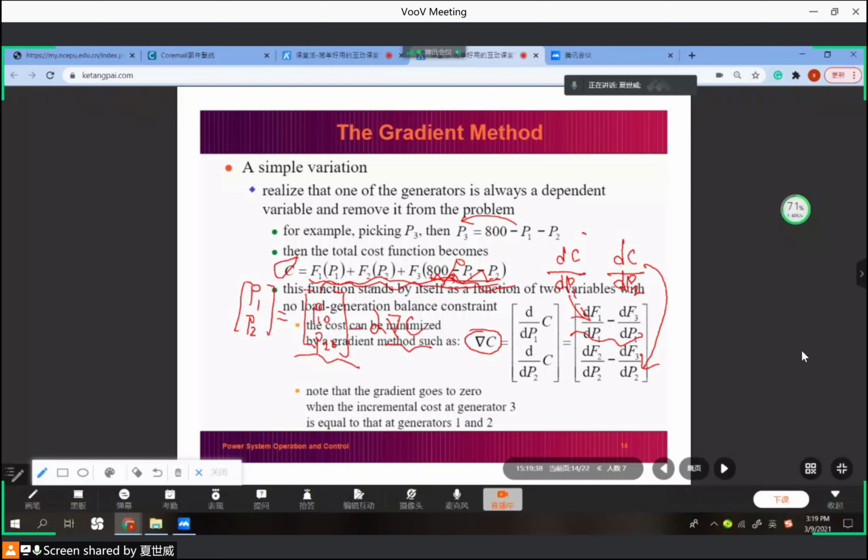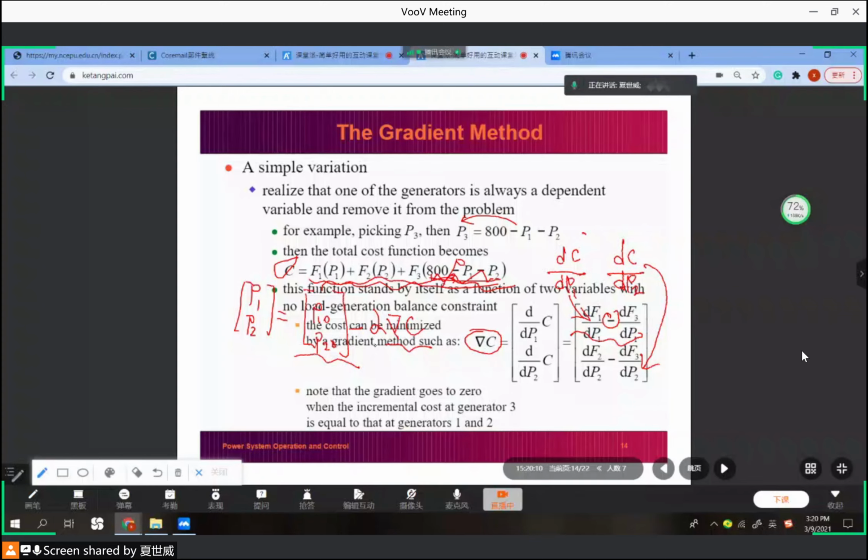You take the first order derivative and plus f3, 800 minus p1 p2. You have calculated the first order derivative of p1. Here is the minus, so this is the minus, minus df3/dp1. So the first order derivative of C over p1 is this. The first order derivative of C over p2 is this. Okay, so we have calculated the first order derivative of C.